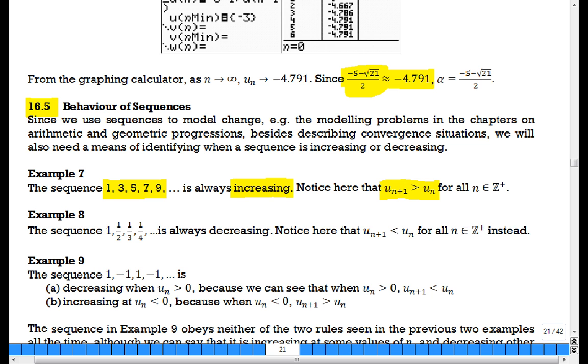Of course, the reverse is true, it is decreasing. You can say that the next term is smaller, U(n+1) is smaller than Un.